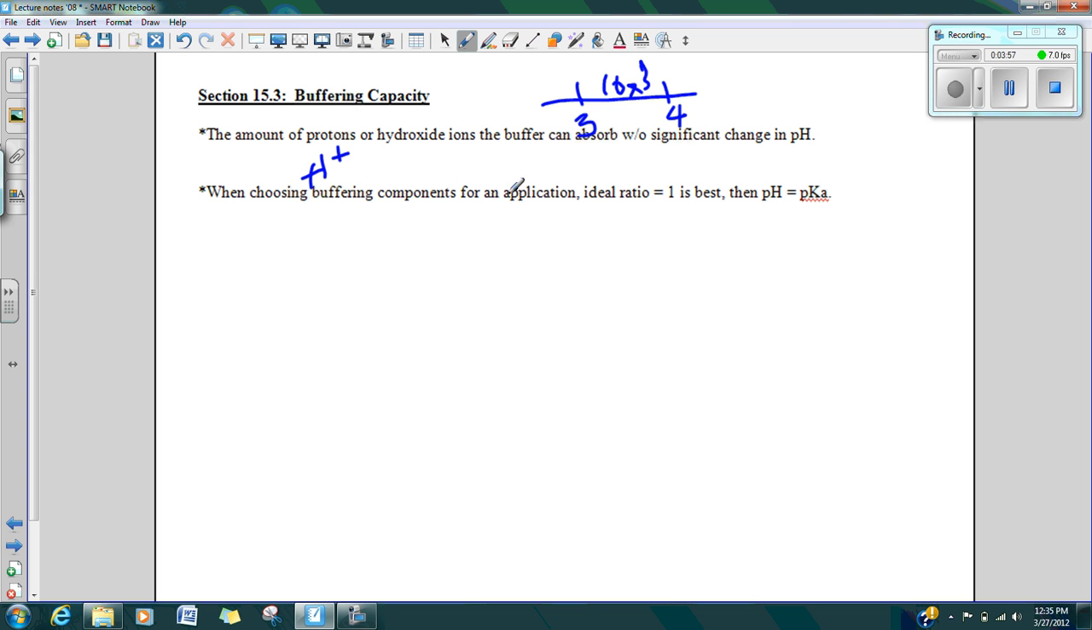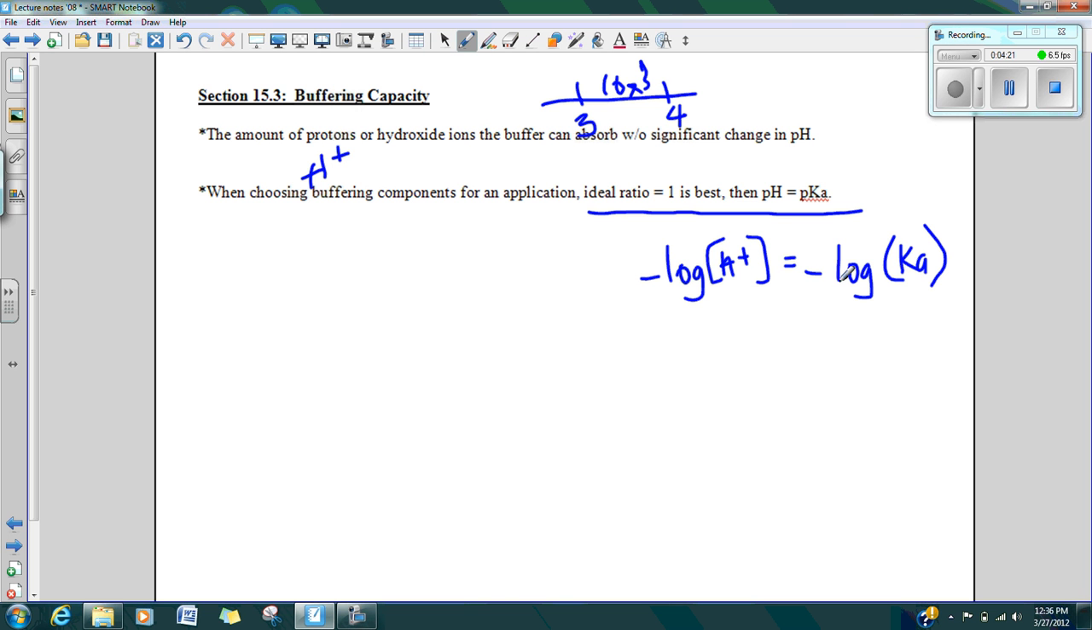So when choosing buffering components of an application, the ideal ratio is going to be 1. And this should make sense to you then, that the pH is going to equal my pKa, or I could say that my pH is equal to my negative log of my hydrogen ion concentration, which is equal to my negative log of my Ka. So in either respect, whichever way you like looking at it, we want that ratio to be 1. Then that means that I'm going to have a great buffering capacity.